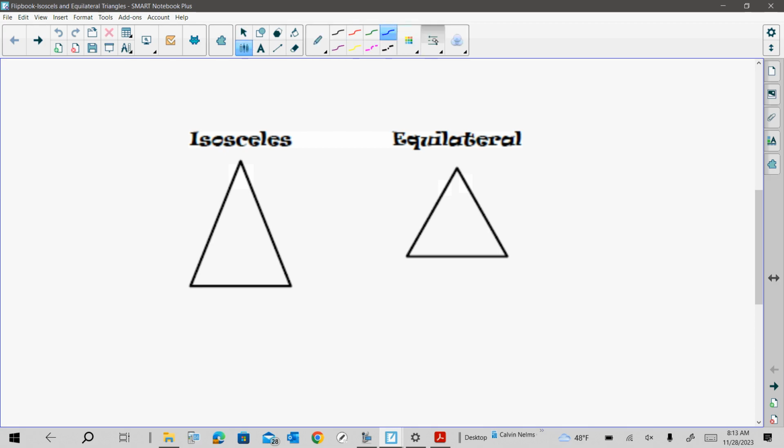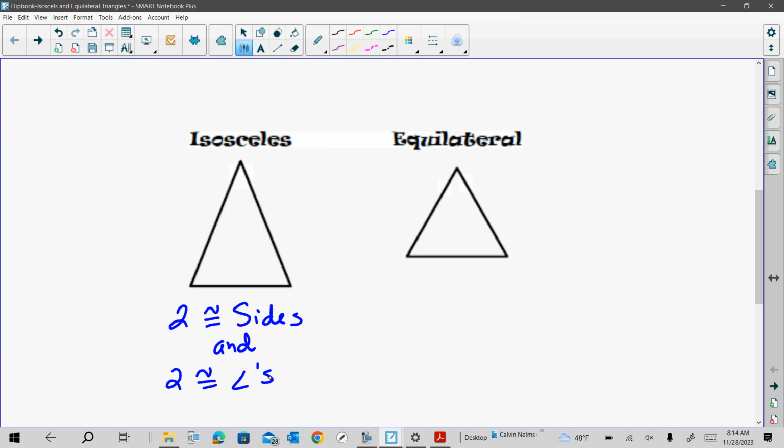Isosceles triangle. What is an isosceles triangle? Most of y'all know it as one thing. What is it? Yeah, it's a triangle that has two congruent sides. Okay. It's not just going to have two congruent sides. It's going to have two congruent sides and two congruent angles.